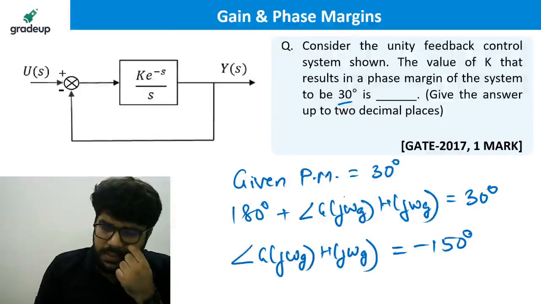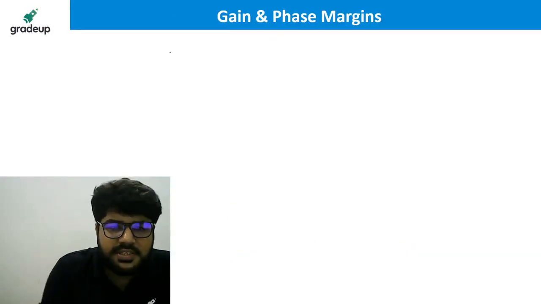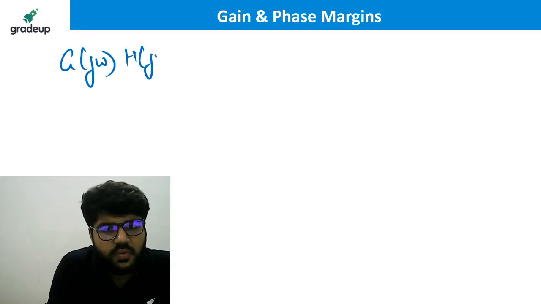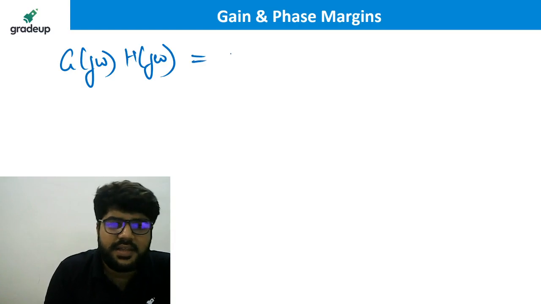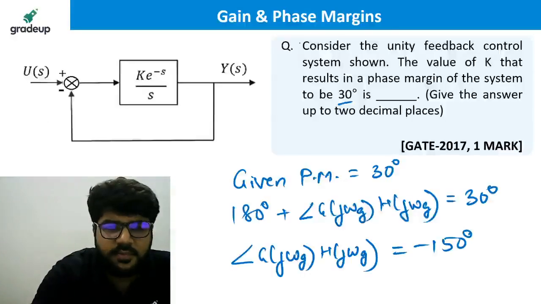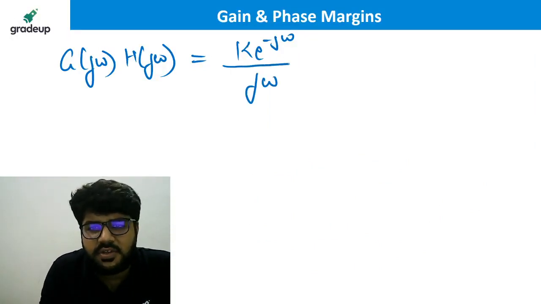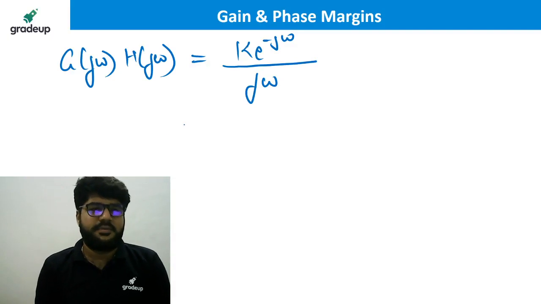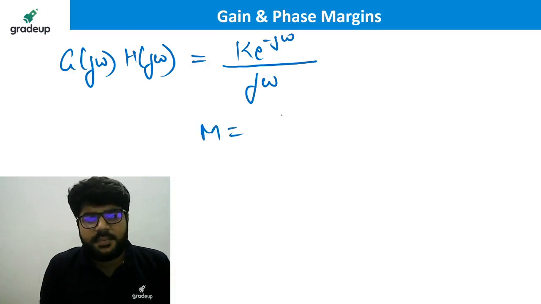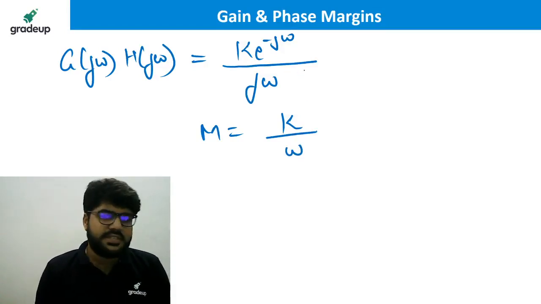Okay, now phase margin is 30 degree. Now, actually, what is GJ omega HJ omega? That is equal to K e raised to the power minus J omega divided by J omega. Okay, so what is the magnitude function for this? Magnitude will be K by omega, because I told you e power J theta magnitude is just 1.